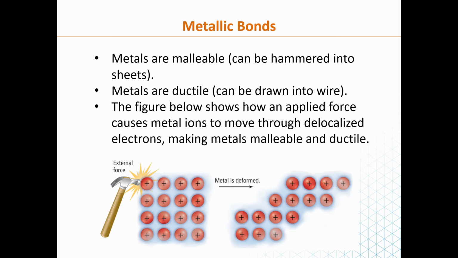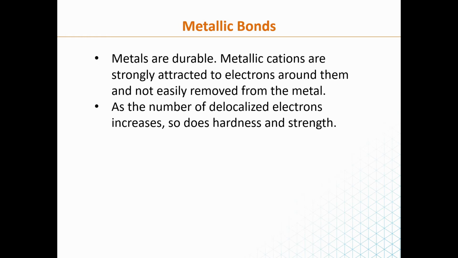The figure below shows how an applied force causes metal ions to move through delocalized electrons, making metals malleable and ductile. Metals are durable. Metallic cations are strongly attracted to the electrons around them and are not easily removed from the metal. As the number of delocalized electrons increases, so do hardness and strength.